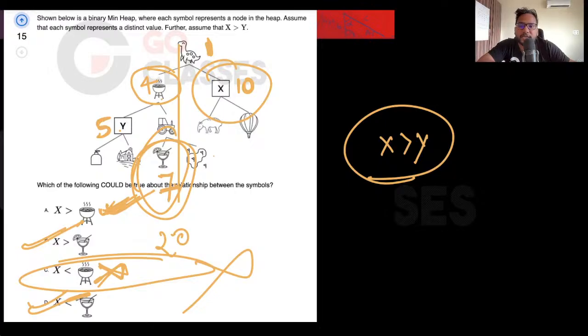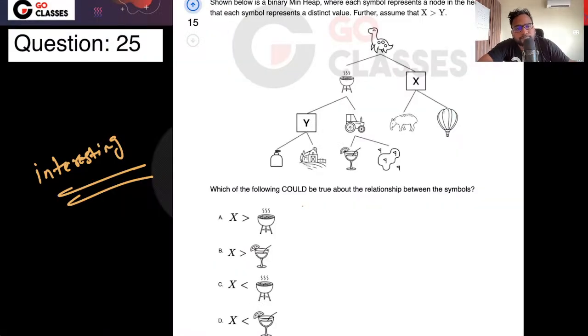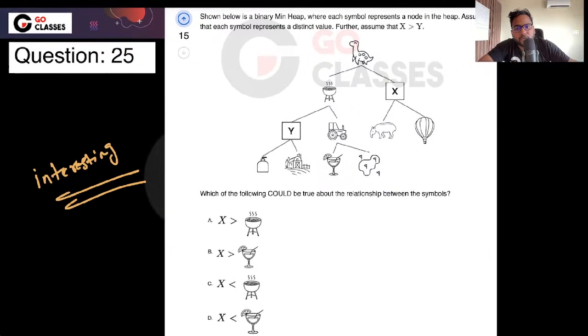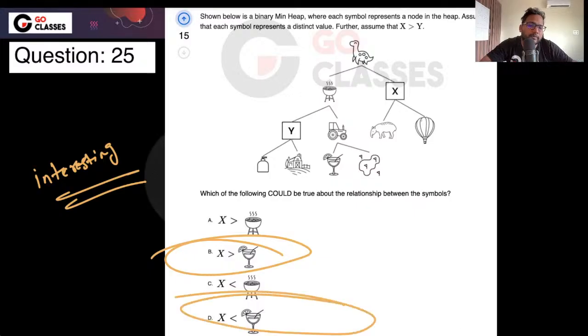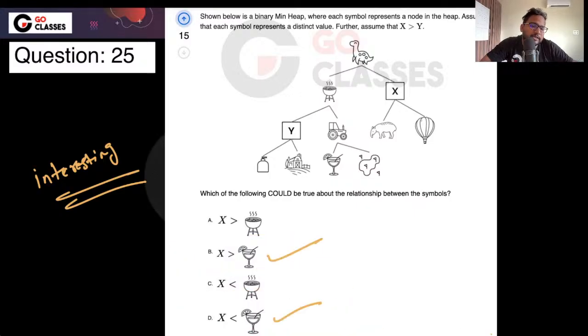Some people are saying they ignore this "could be." Let me check what will happen if you ignore "could be." Let's suppose you say which of the following are true. Then we have just seen that x has to be greater than this, so always true. Then B and D will actually be false, because either this or this, anything can happen. Got it.